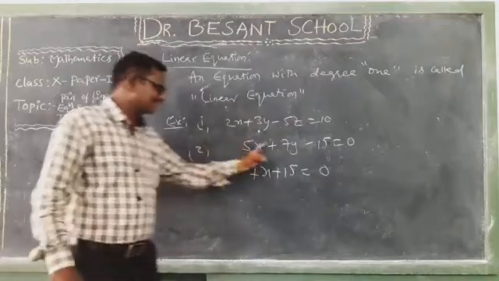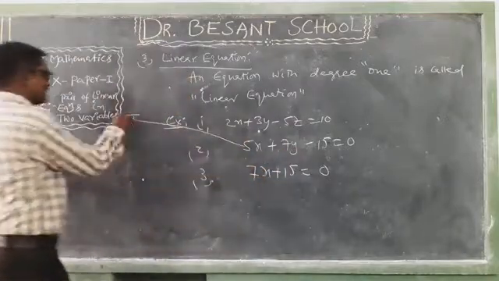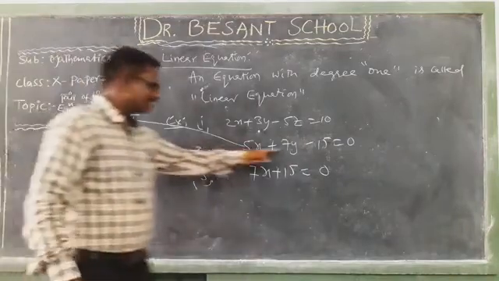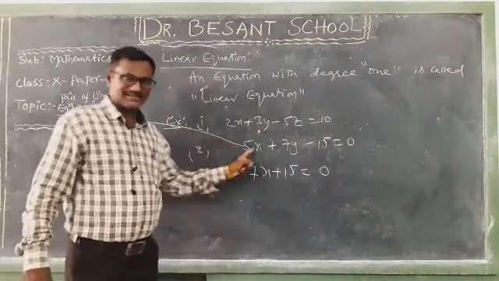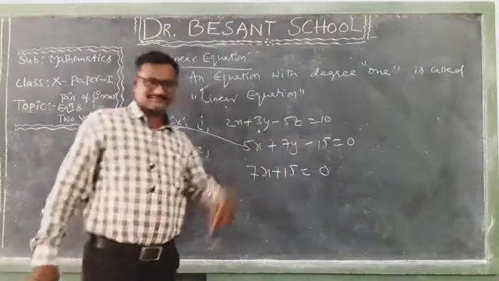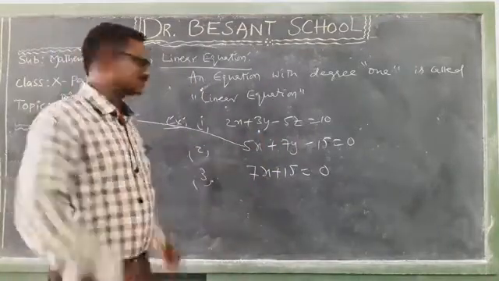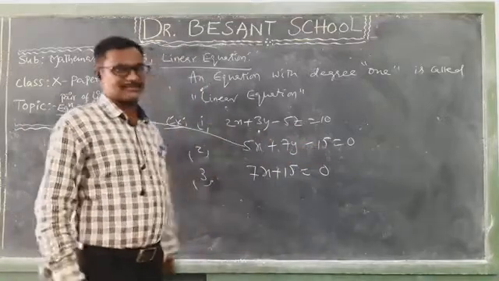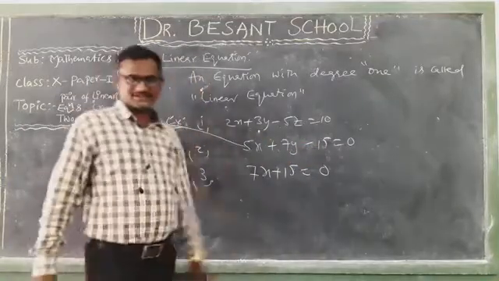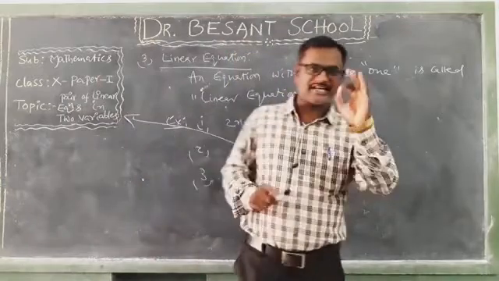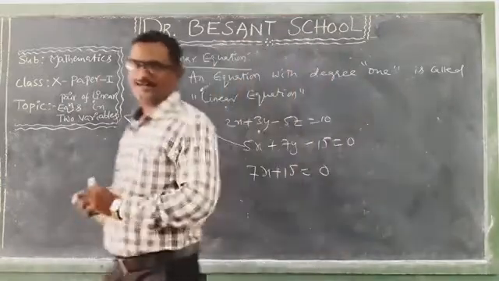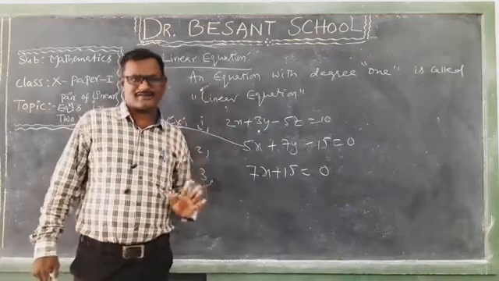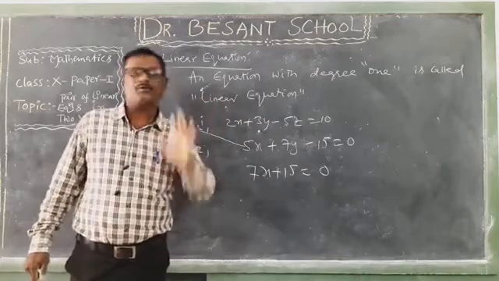Now, a linear equation in 2 variables. That is our chapter: linear equation in 2 variables. Pair means 2. That's different from a linear equation in 3 variables. So simply, a linear equation is nothing but an equation with degree 1. It may have 2 variables or 1 variable or 3 variables, however many. No need to worry, but its degree must be 1.